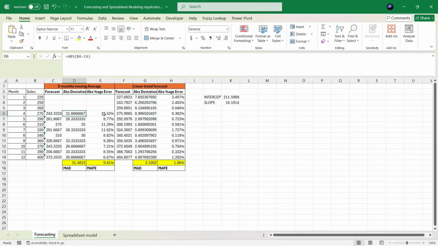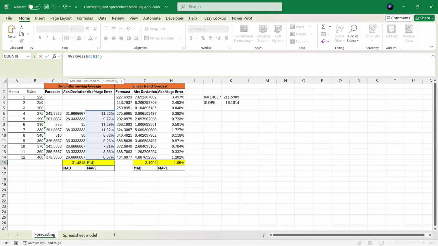Finally, I get the mean absolute deviation by finding the average of absolute deviation values. In cell D15, I use the formula average D6 to D14, and then to find the mean percentage error, I find the average of the absolute percentage error values. In cell E15, I use the formula average E6 to E14.